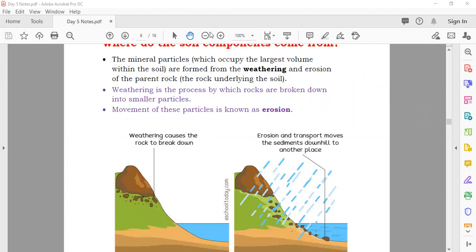So all of you know the difference between weathering and erosion. Any confusion?